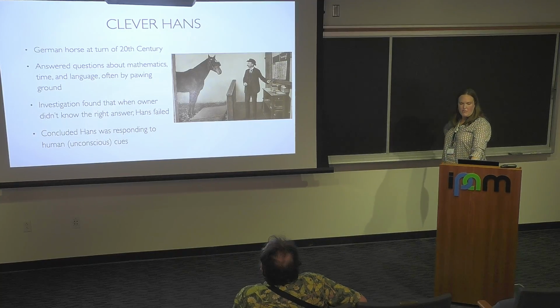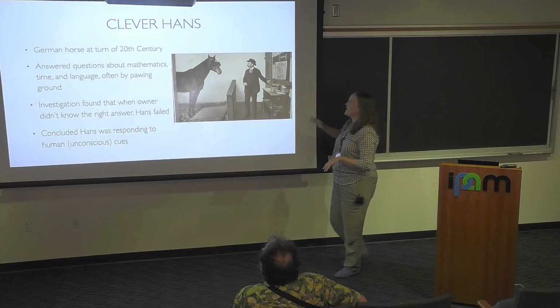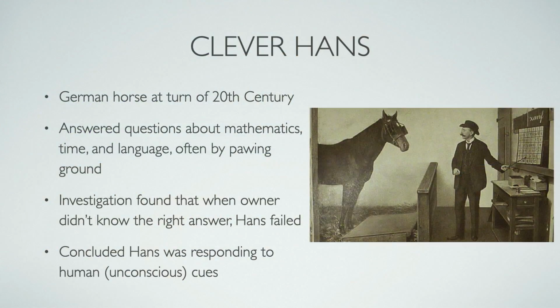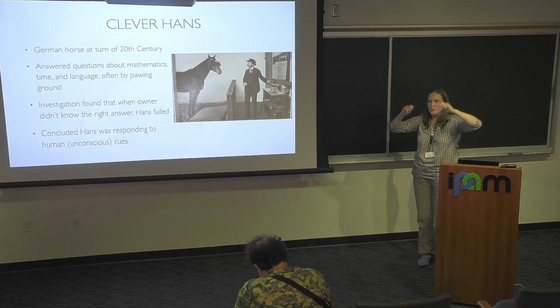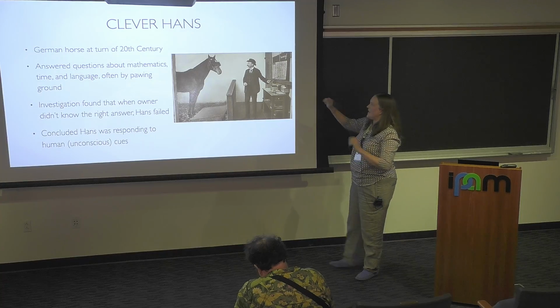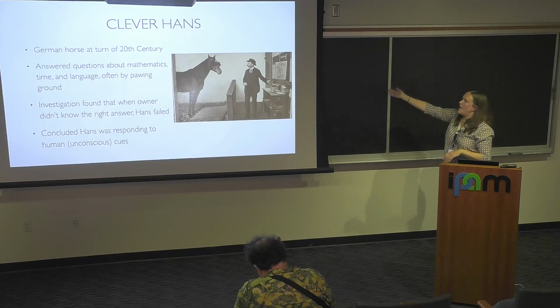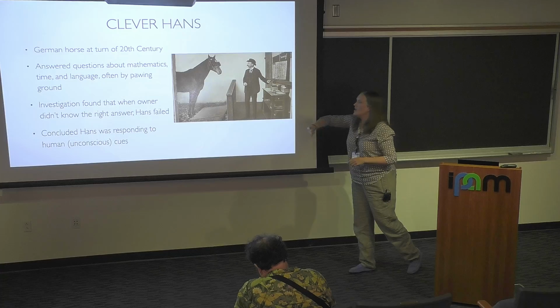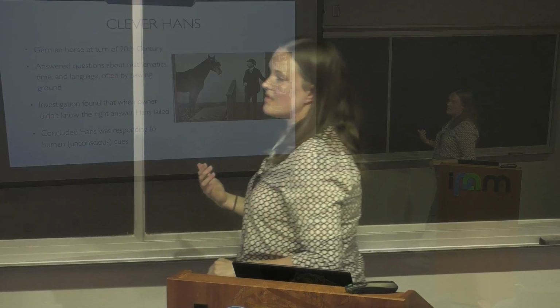So he made a lot of money and a lot of people were very interested, but then there was an investigation into his abilities, which found that when his owner didn't know the correct answer, say when Hans was given a math problem but his owner saw a different math problem, then Hans would give the wrong answer. So if they held up a card that said 2 + 8 to Hans, and the owner saw a different card that said 7 + 52, then Hans would give an incorrect answer. And so the conclusion of this investigation was that he was responding to his trainer's cues.